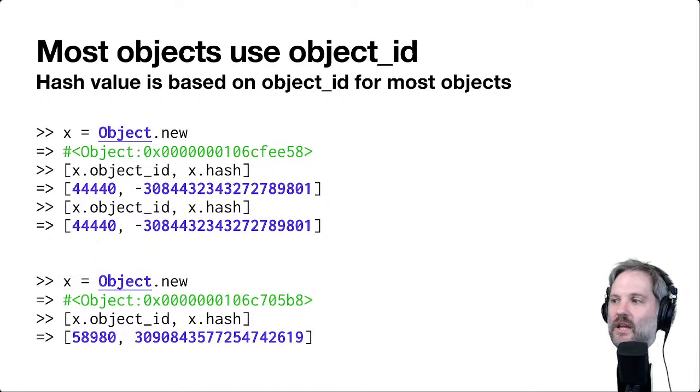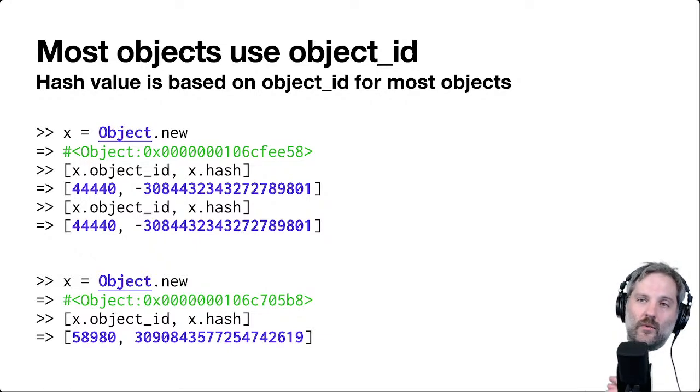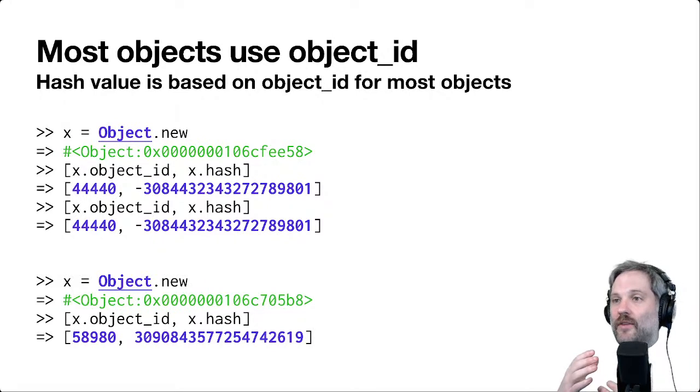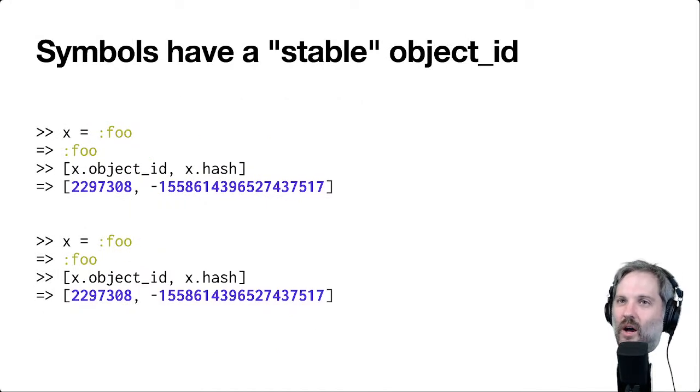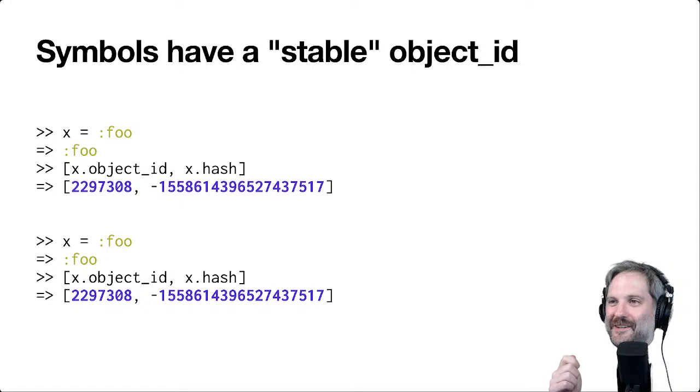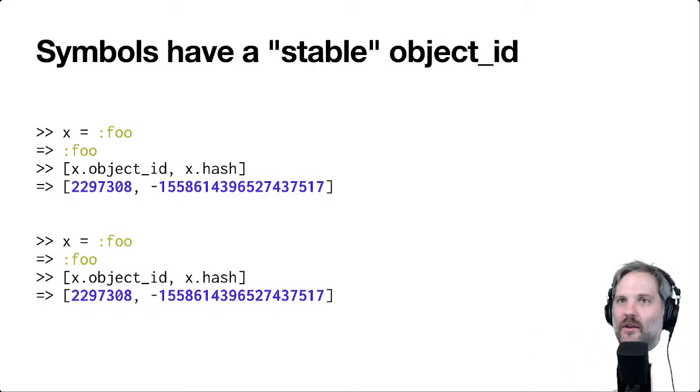You can see here in this example, when our object ID is stable, then the hash value it returns is also stable. When we create a new object, clearly a new object ID, we get a new hash key. It's not very surprising. Symbols have a stable object ID. So if we use the same symbol, and there are some caveats to this, the symbols have a stable object ID, so of course they have a stable hash as well.